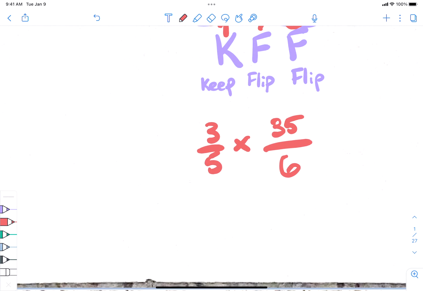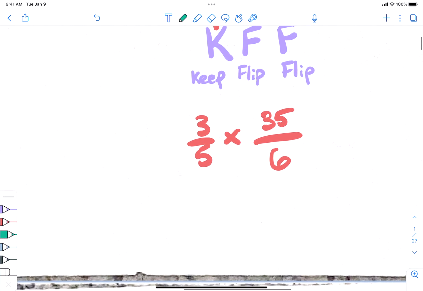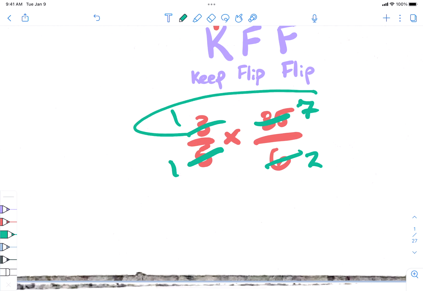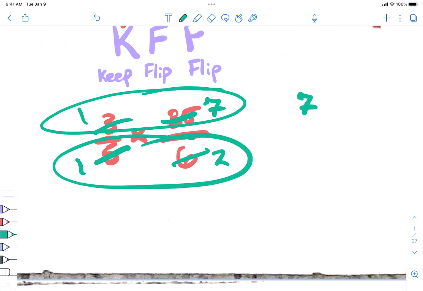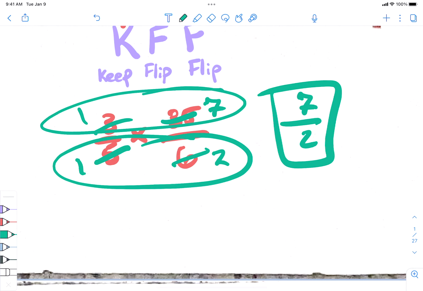Try to reduce beforehand because it makes life easier. What are things that I can cross out? 5 and 35 becomes 1 and 7. Okay, what else? 3 and 6 is 1 and 2. Anything else I can reduce? Okay, now multiply the top. 7 and 1 is 7. 2 and 1 is 2. So 7/2, and that's it, right?